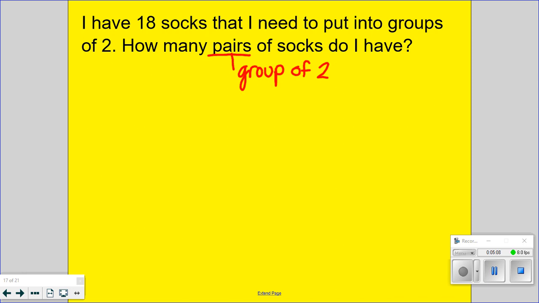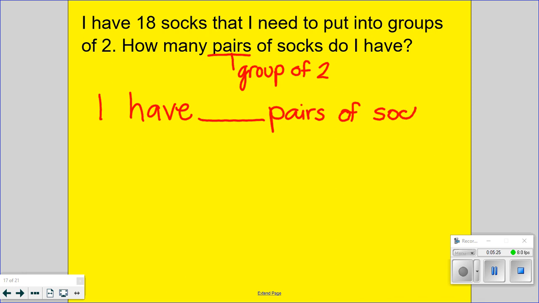Let's write an answer sentence. I have blank, and then what's our unit? What are we counting? Pairs of socks. I have blank pairs of socks. So far, so good.